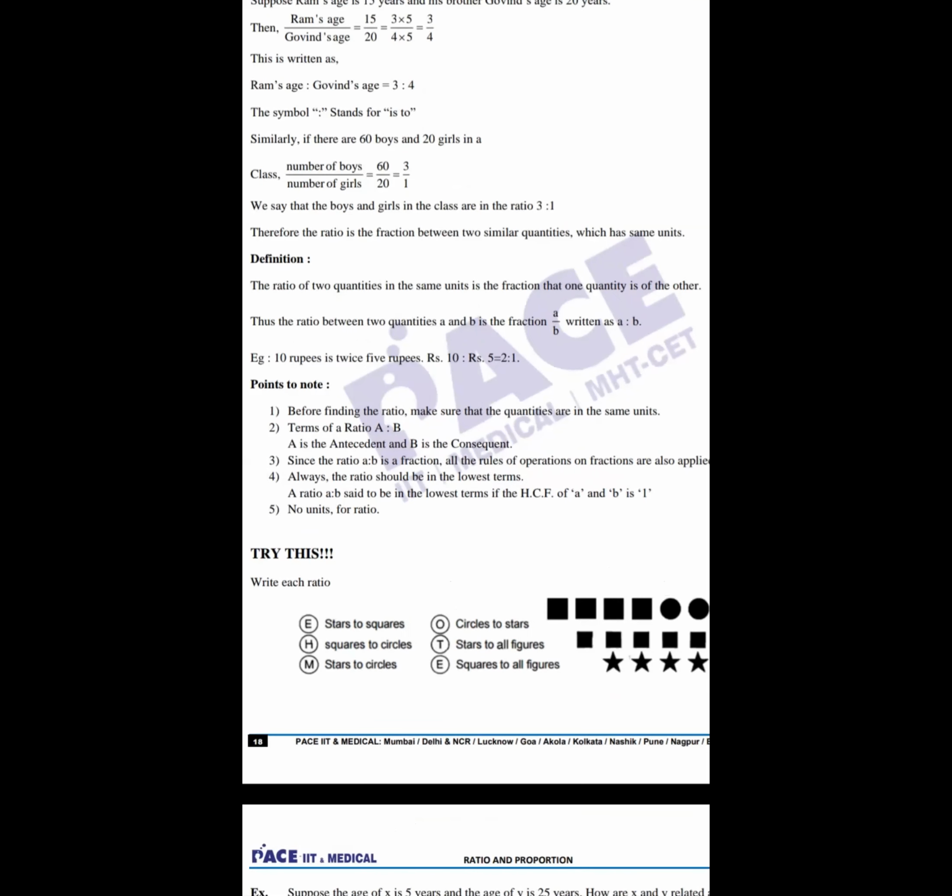So, points to note. The first point is, before finding the ratio, make sure that the quantities are in the same unit. I'm telling you again, you cannot just find the ratio of 5 meter upon 1 kilometer. First of all, you have to convert both quantities into the same unit. You can convert kilometer into meter or meter into kilometer, that's up to you, but the unit must be the same.